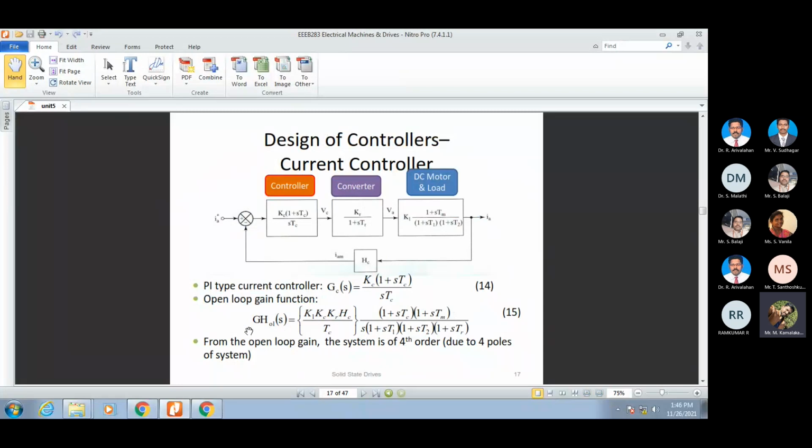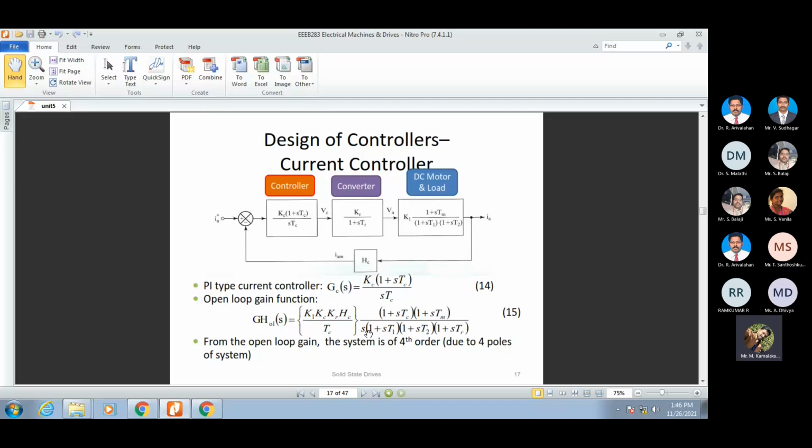The open loop gain function may be written as (1 plus S Tc) multiplied by (1 plus S Tm) divided by S into (1 plus S T1) multiplied by (1 plus S T2) multiplied by (1 plus S Tr). Looking at this open loop gain function, in the denominator we see s to the power 4, so it is a fourth order system with four poles. It is quite complex to solve such an equation without any software.